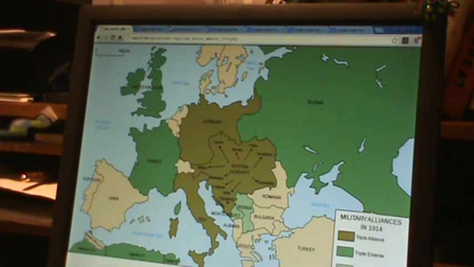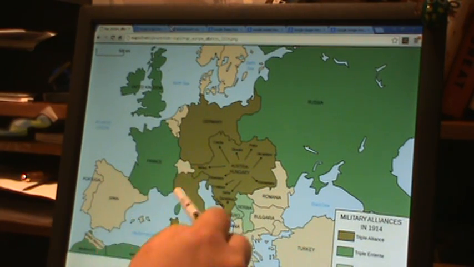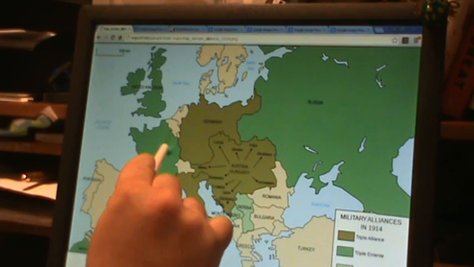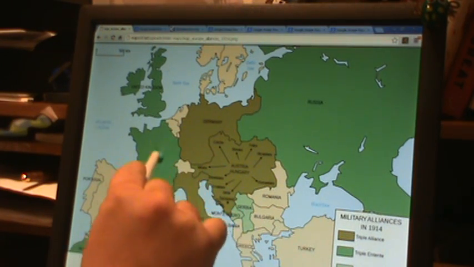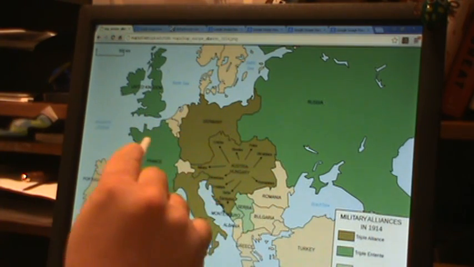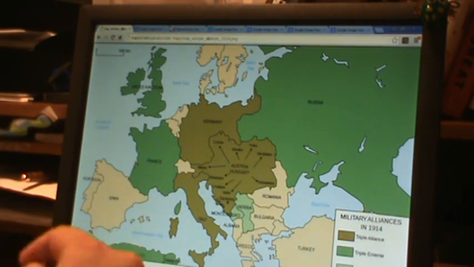Germany's historical enemy is France. Along this border were two provinces that Germany had taken from France in an 1871 war. Germany and France are mortal enemies.